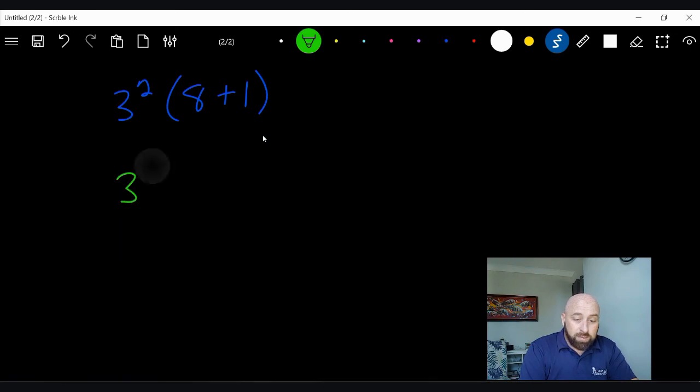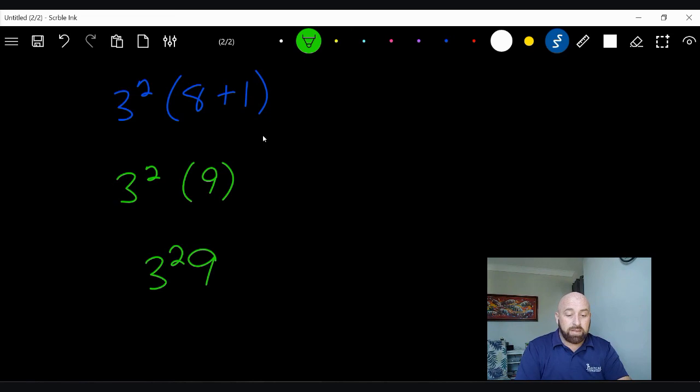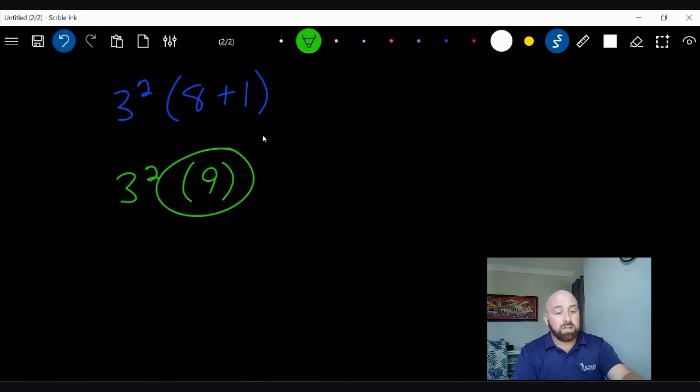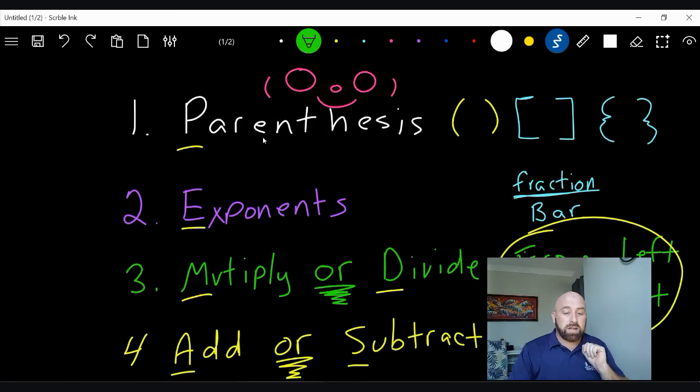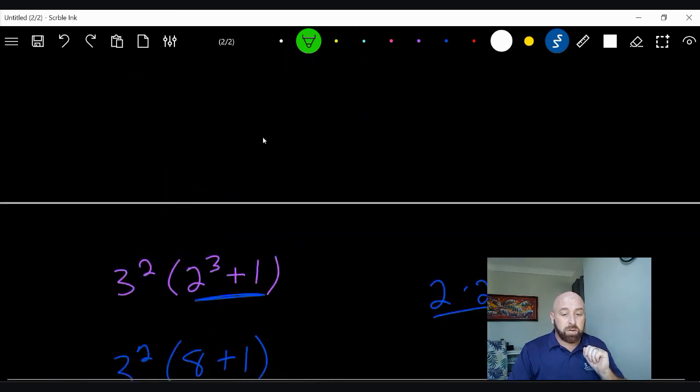So now we'd have 3 squared times, parentheses, 8 plus 1, which is 9. Okay? And now we solve the parentheses. And you say, well, why did you leave the parentheses? Because we can't write it like this. That's not going to work. Because remember, it's a multiplication because we have the parentheses. So I'm going to leave the parentheses until I multiply. So we just got done with parentheses, so we're going to move on now to step number 2, exponents.